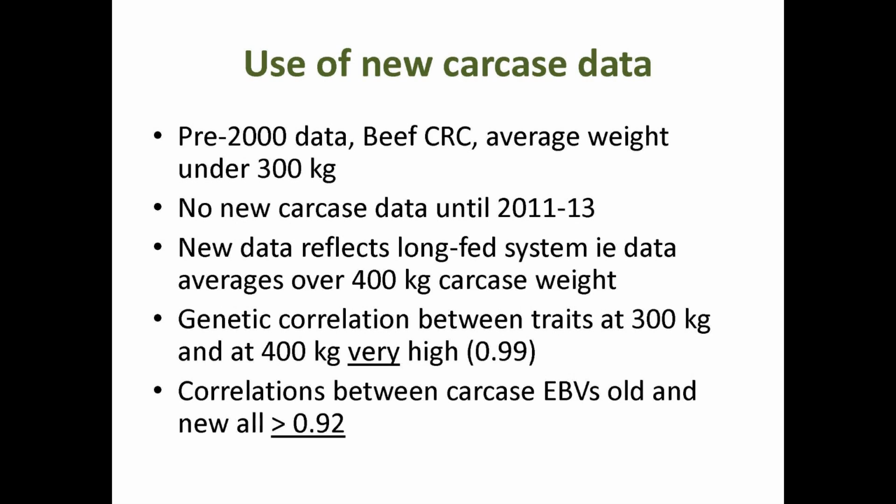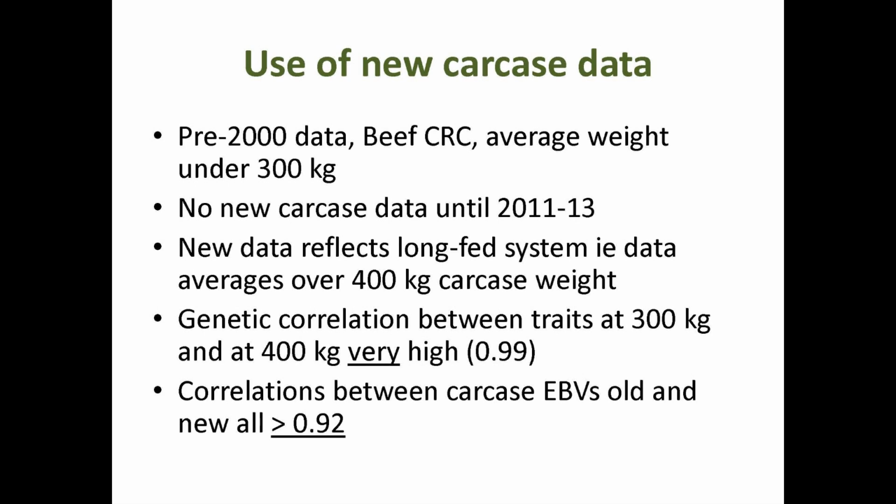The new data that's come in, and I'm sure you all know this, reflects somewhat different feeding systems. It's a longer feeding system than back in this period of time, and so the cattle that have come in through these projects have got average carcass weights of up around 400 kilos or more. So they're heavier than those animals that were used to do the work back in 2000.